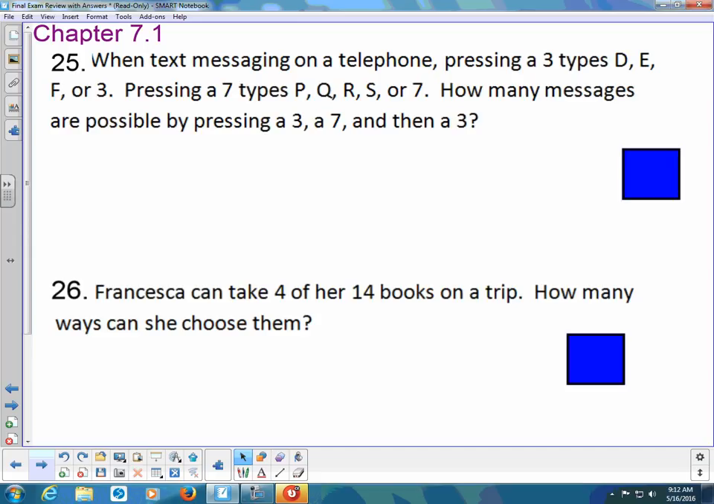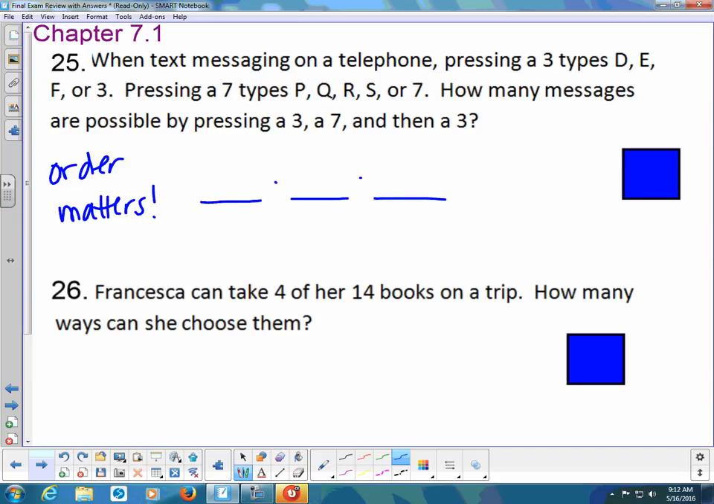So first off, will we agree that there are three things we're choosing here? Okay. Since it's going to be like a code or a message, we would say yes, order matters. That's right. Whenever order matters, you're going to put how many things are we doing. So I'm going to choose 3 things here. So I'm going to use that counting principle to find out how many it is.